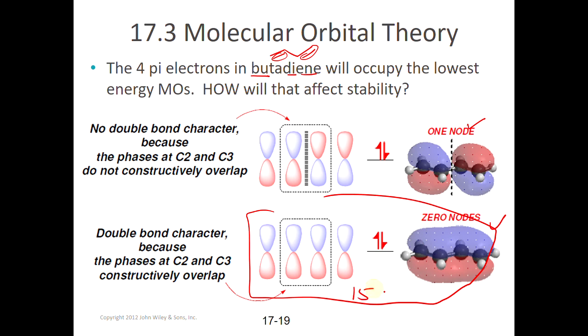That's why you get 15 kilojoules per mole extra stability associated with conjugation, right? And that's because even though there's only a sigma bond between these two carbons, their p orbitals still overlap, and that puts some pi electron density between there to create extra attractions.